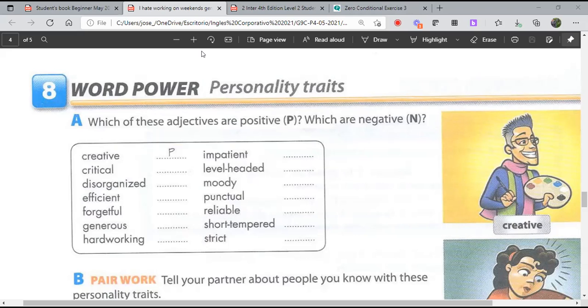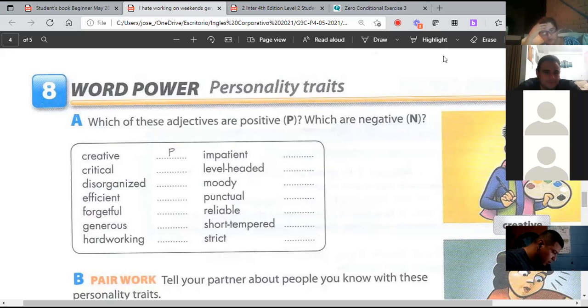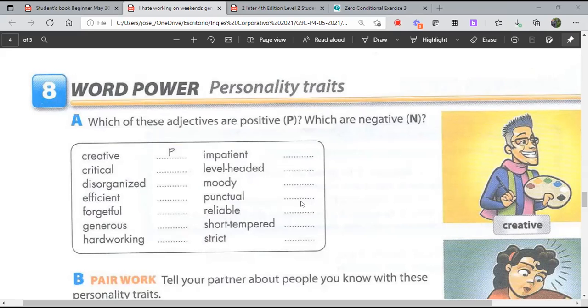Reliable. Yes. What does reliable mean? Reliable means that I can trust you. Mute your microphone so I can explain. Right, thank you so much, because I was listening to my voice, and that's very weird.